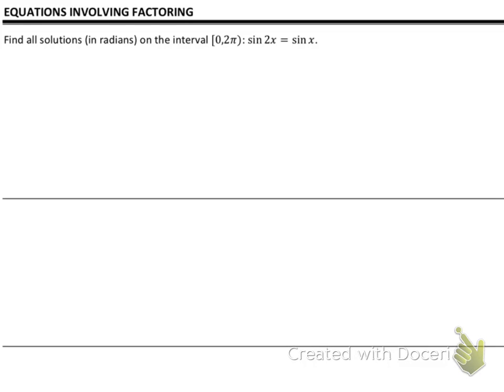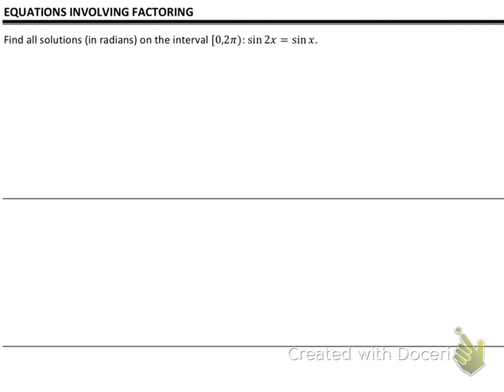All right, so we're supposed to find all the solutions in radians on the interval 0 to 2 pi for sine of 2x equals sine of x. Now, what tells me I'm going to do something different is, A, I have a double angle, and B, I don't have a number I can just look up on my unit circle. I can't just say, okay, find sine of x on the unit circle. That isn't one of our values.